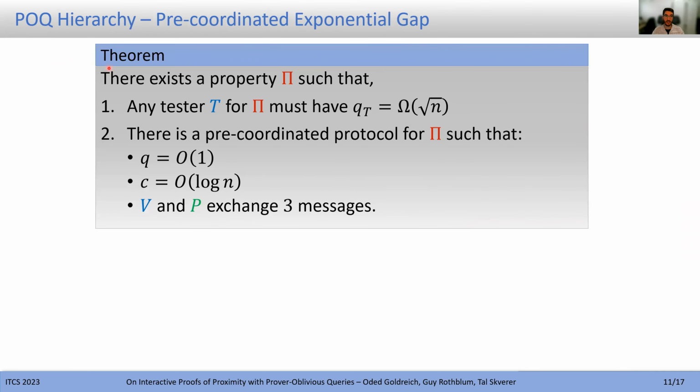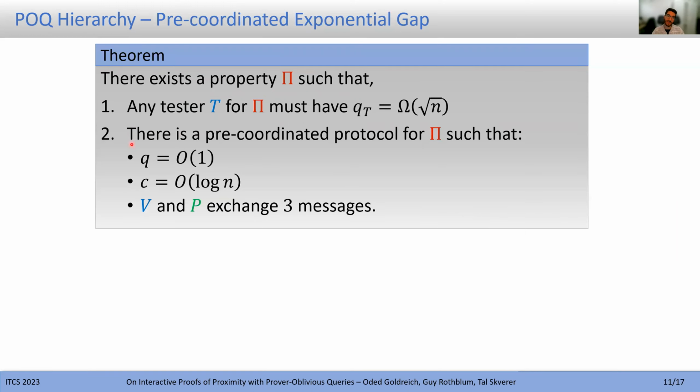So let's take the theorem showing an exponential gap in the pre-coordinated model. We're going to see a property pi that satisfies two conditions. The first one, regarding testing, says that any tester for pi must have query complexity which is omega of square root of n, which means that any tester for pi must make many queries.